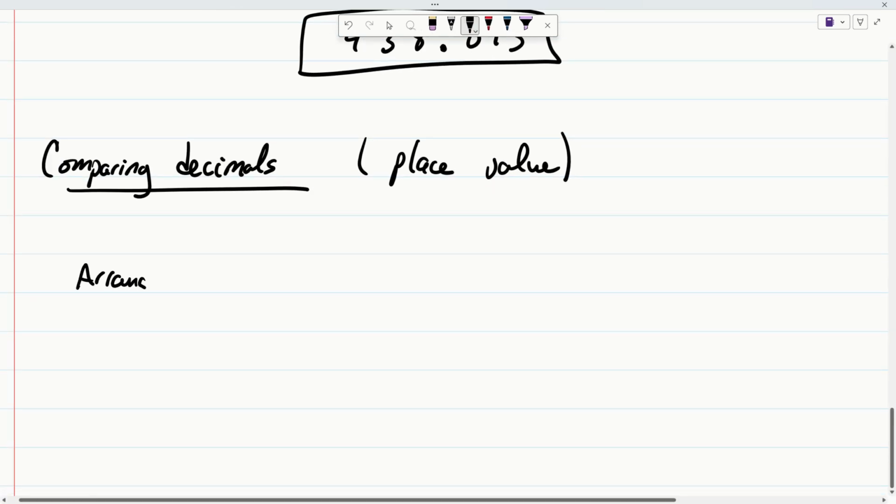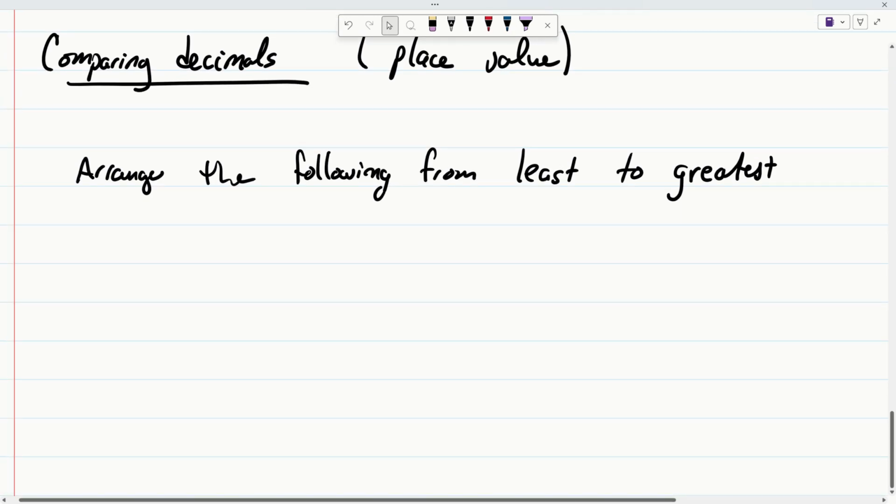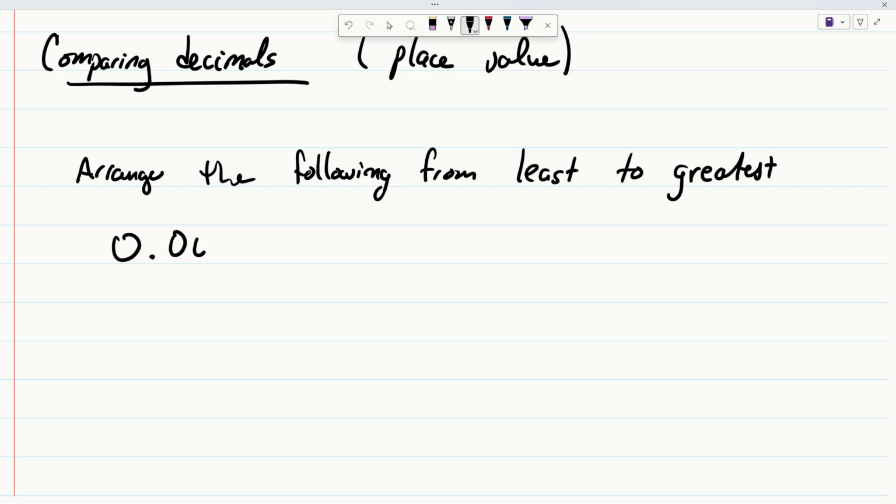So let's arrange the following from least to greatest. So in other words, we want to put the smallest number first, and then the next largest, and then the next largest, and so forth. So we're going to do 0.00396, 0.00407, and oops, too many zeros. 0.004.